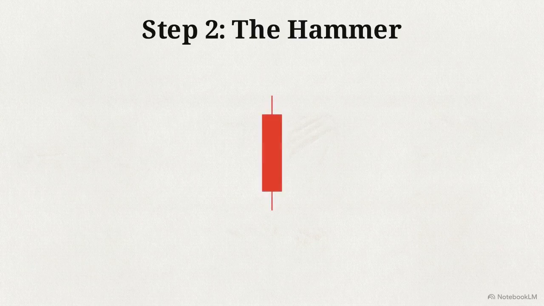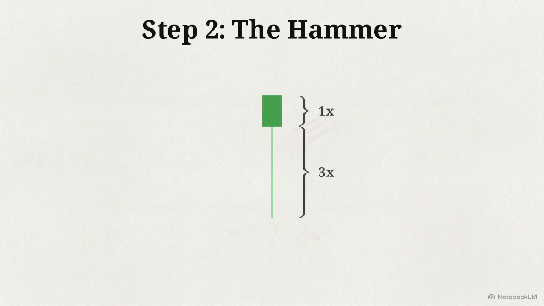Step 2 is our entry trigger, identifying a mathematically valid hammer. The body of the candle must be small and sit at the very top of the range. There should be little to no upper wick. Most importantly, the lower wick must be 2 to 3 times longer than the body itself. At this stage, the color of the body is secondary to the proportions.